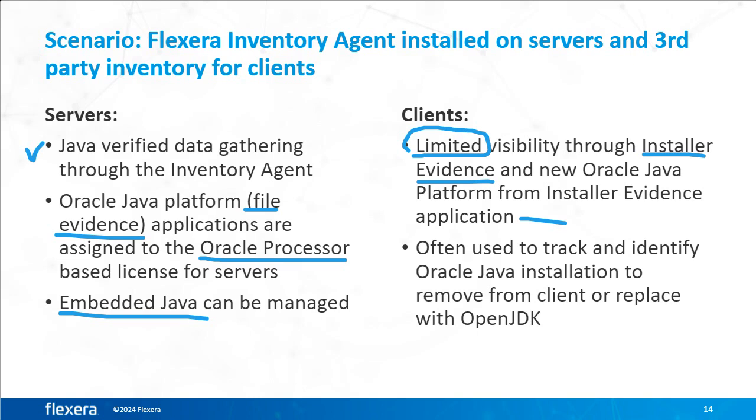That's fine. Okay, so we have the installer evidence application, right? So we now have visibility, and this is often then used to, let's say, track and identify where we have an installation, maybe again depending on strategy, replacing, removing, replacing with OpenJDK, whatever the strategy is, right? So this scenario is now possible with the change.